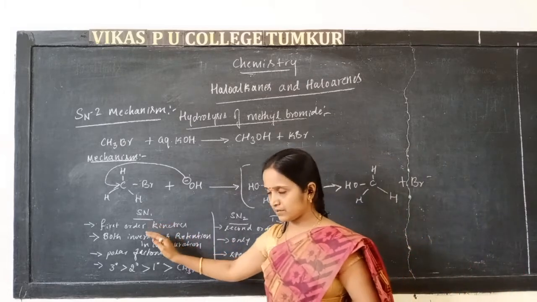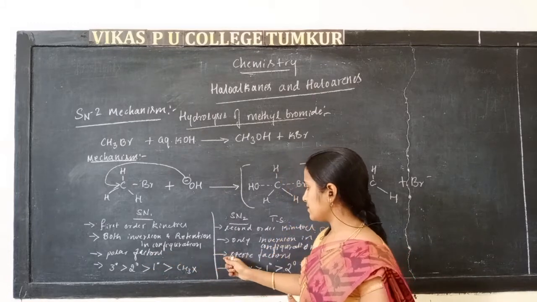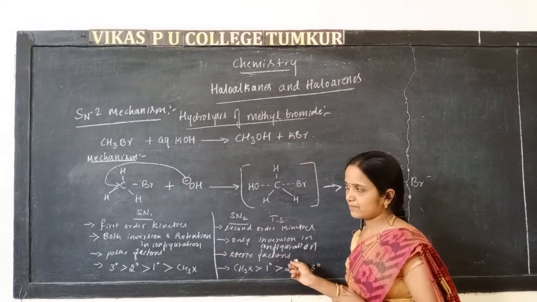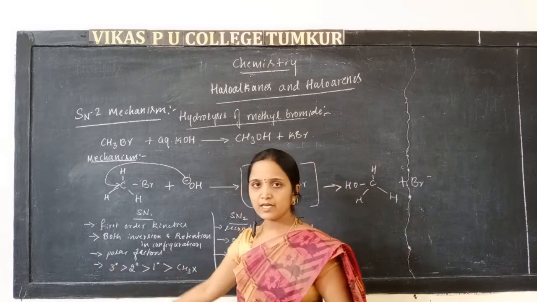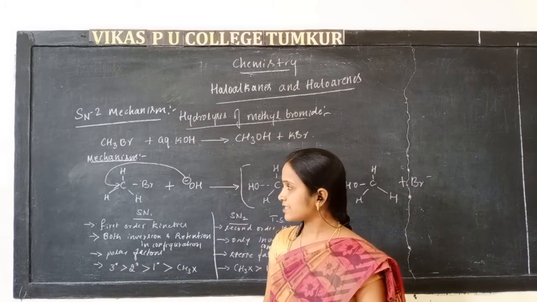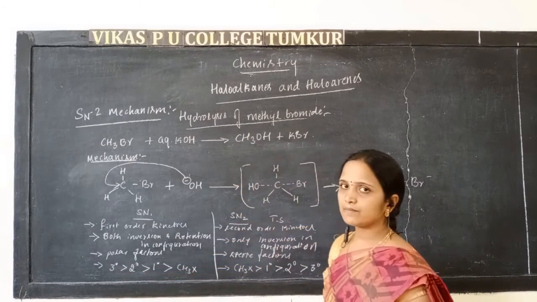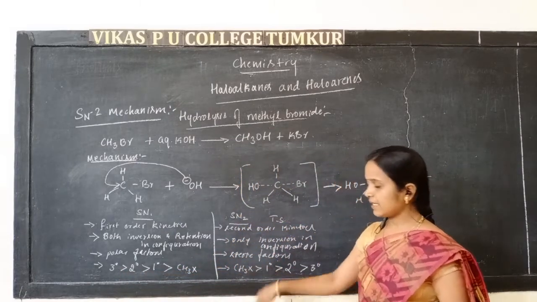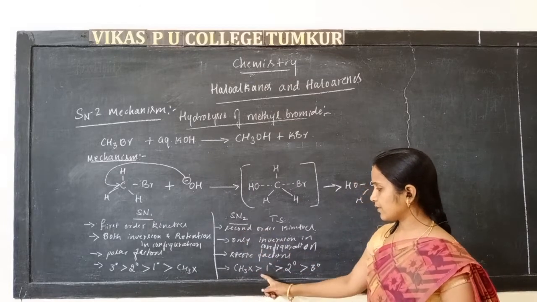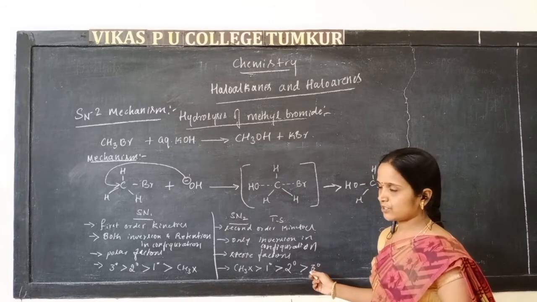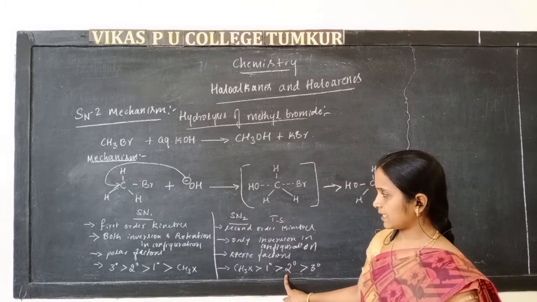Then the rate depends on the polar factors in SN1, and only on the steric factors in SN2. The order of reactivity of alkyl halides in the SN1 mechanism is tertiary, which reacts at a faster rate than secondary, primary and methyl halide. Methyl halides react in the SN2 mechanism at a faster rate compared to primary, secondary and tertiary. This is the difference between the SN1 and SN2 mechanisms.